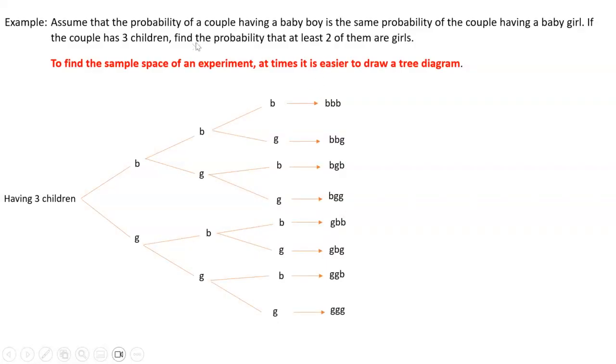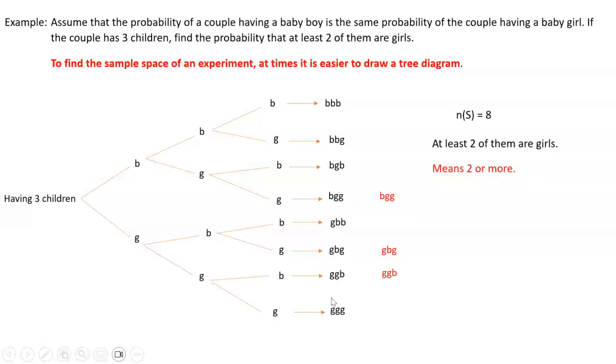Now, find the probability that at least two of them are girls. There's 8 total, right? There's 8 different combinations: 1, 2, 3, 4, 5, 6, 7, 8. So my sample space is 8. Now, at least 2 of them are girls means 2 or more, right? So that one's not it. 2 or more. This is my first one. This is my second one. This is my third one.